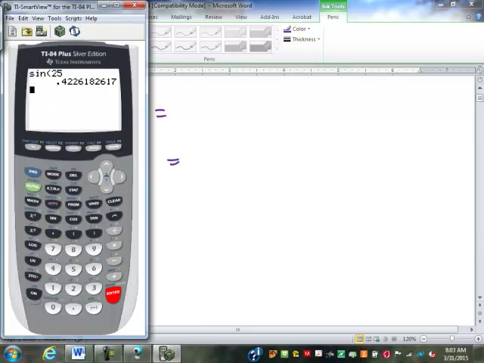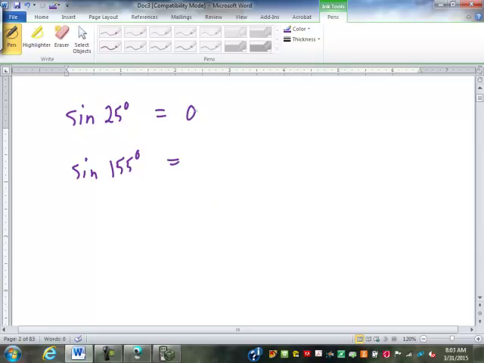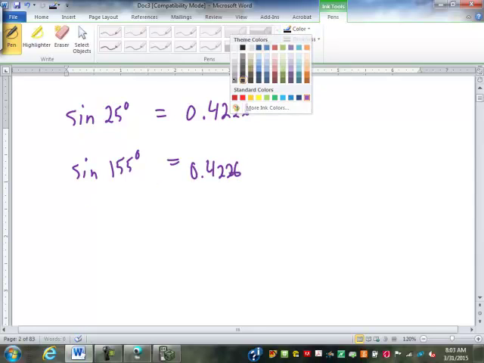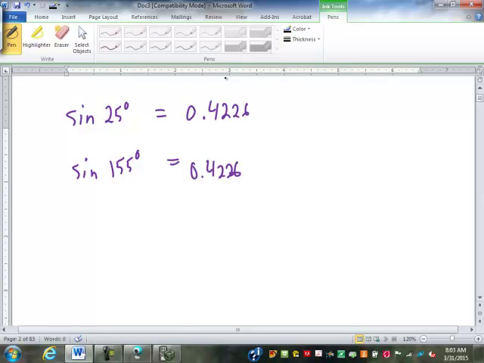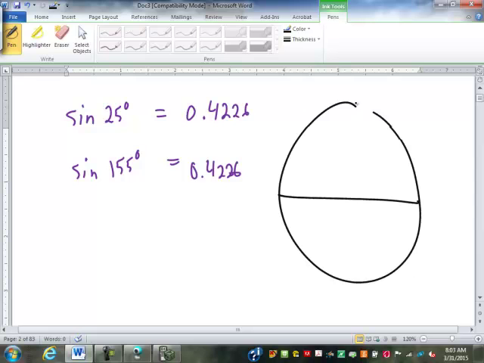25 is what? 0.4226. 155 is 0.4226. How on earth can they be the same? What's that? I don't know.